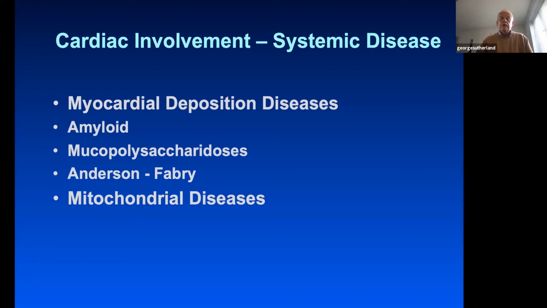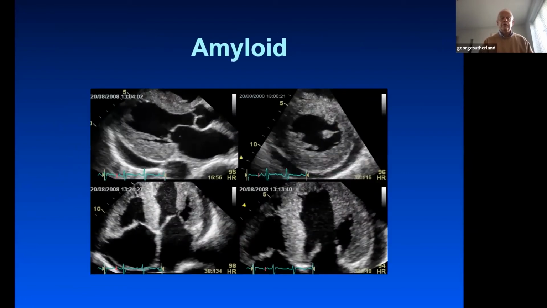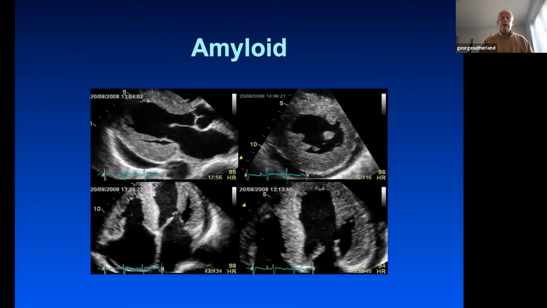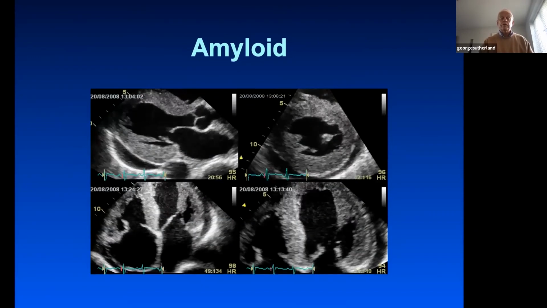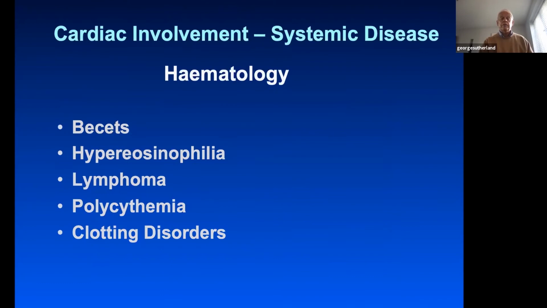Remember as well, in systemic disease, you could have myocardial deposition diseases: amyloid, mucopolysaccharidosis, Anderson-Fabry, and mitochondrial disease. And Bart in his previous talk has dealt with hypertrophy quite well. But when you see an image like that, you have no doubt that the diagnosis is amyloid.